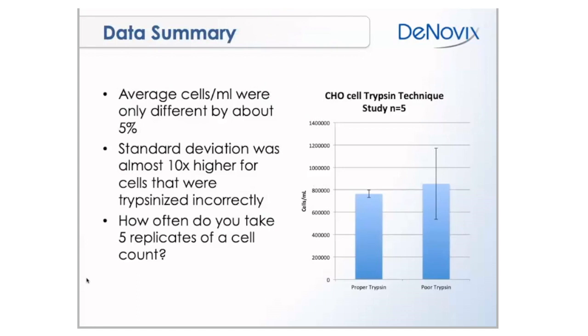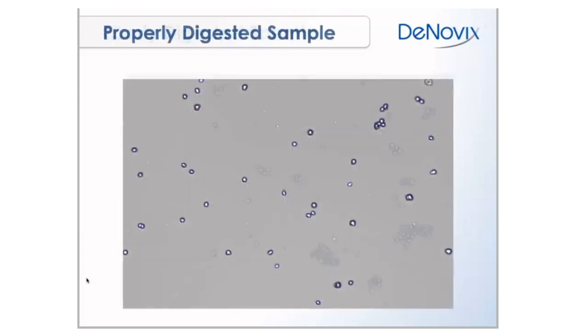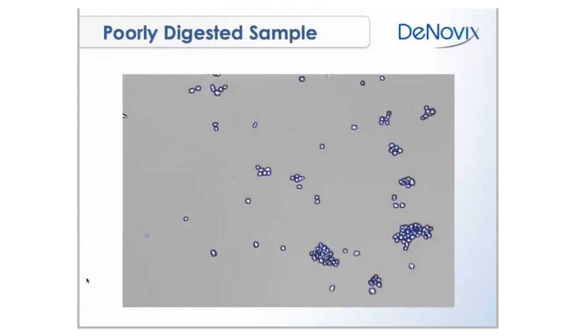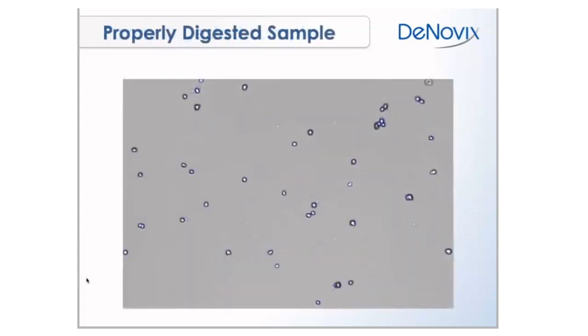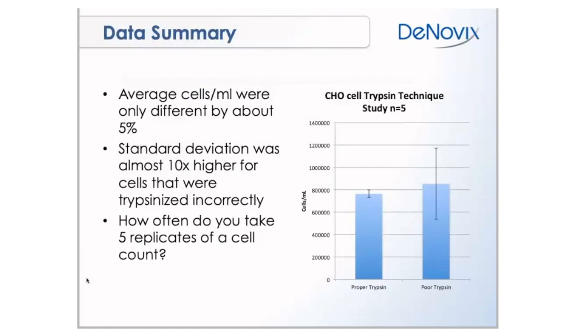And I did 5 replicates of each one on a CellDrop. What I found was that on average, I ended up with about the same number, which was encouraging. But for the poorly trypsinized flask, the one that looked like this, I had a huge standard deviation compared to the properly digested flask. So I think my standard deviation was 10 times higher for cells that were trypsinized incorrectly.